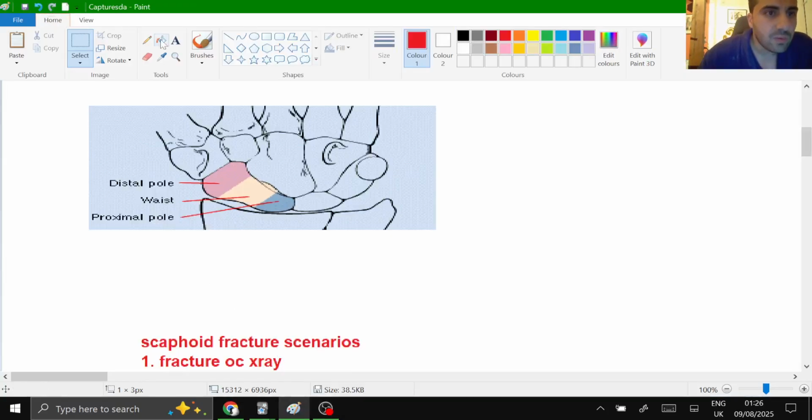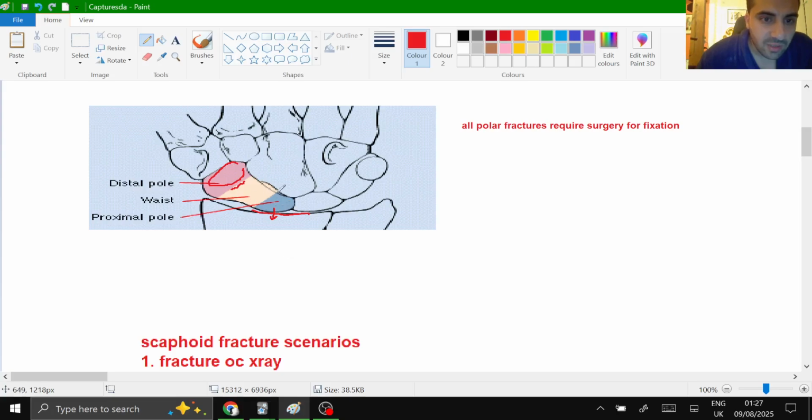So in this video, we'll talk about scaphoid. First of all, the scaphoid bone consists of three regions. We have the proximal, and this is in proximity or touching the radius bone, and then we have the waist, and then we have the distal bone. Why is this important? Because of the management.